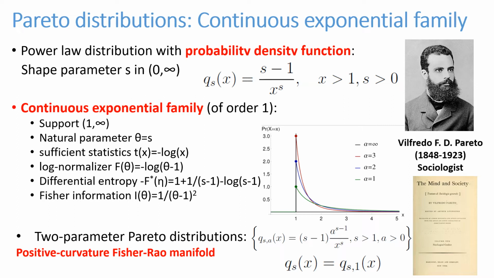The Pareto distribution was introduced by Vilfredo Pareto, who was a sociologist. More generally, the Pareto distribution can be defined by two parameters, s and a, and its 2D Fisher-Rao information geometry has been characterized as a positive curvature manifold.